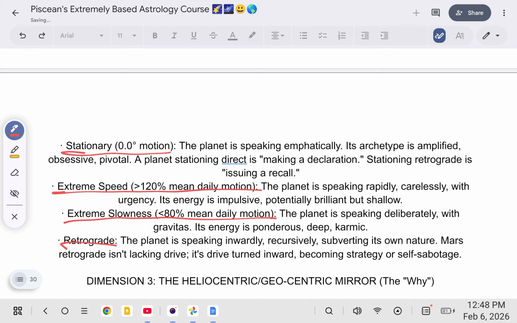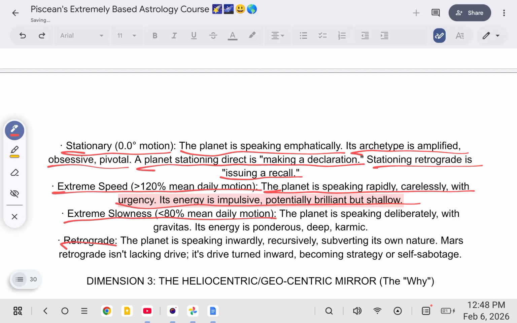So stationary, the planet is speaking emphatically, its archetype is amplified, obsessive, pivotal. A planet stationing direct is making a declaration, stationing retrograde is issuing a recall. So extreme speed, the planet is speaking rapidly, carelessly, with urgency. Its energy is impulsive, potentially brilliant but shallow.